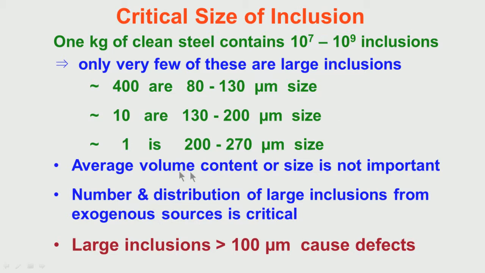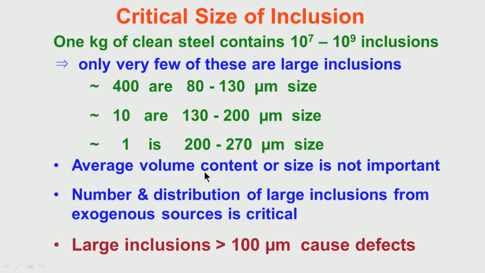So average volume content of inclusions is not important. You might find one particular steel is relatively clean, the volume content of inclusions is less than 0.1, but certain inclusions are quite large in size. So we have to worry about that, because those inclusions will generate defects. So average volume content or average size is not important. What is important is whether some large size inclusions are present or not.